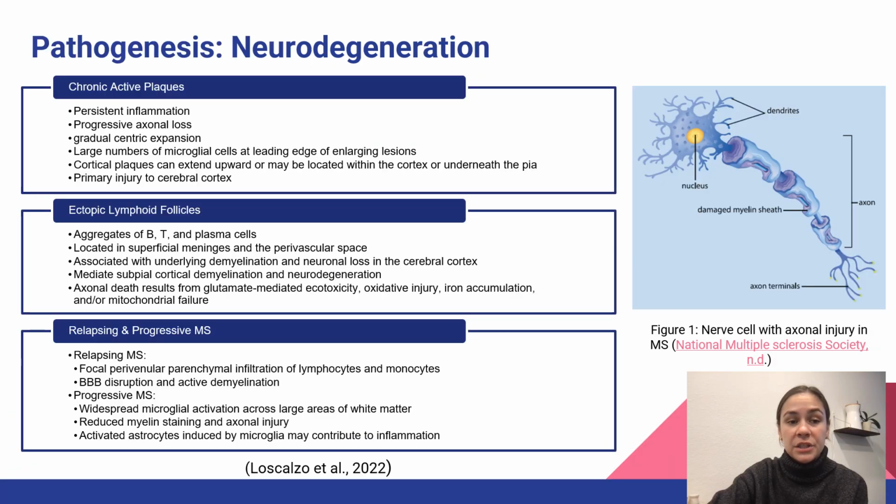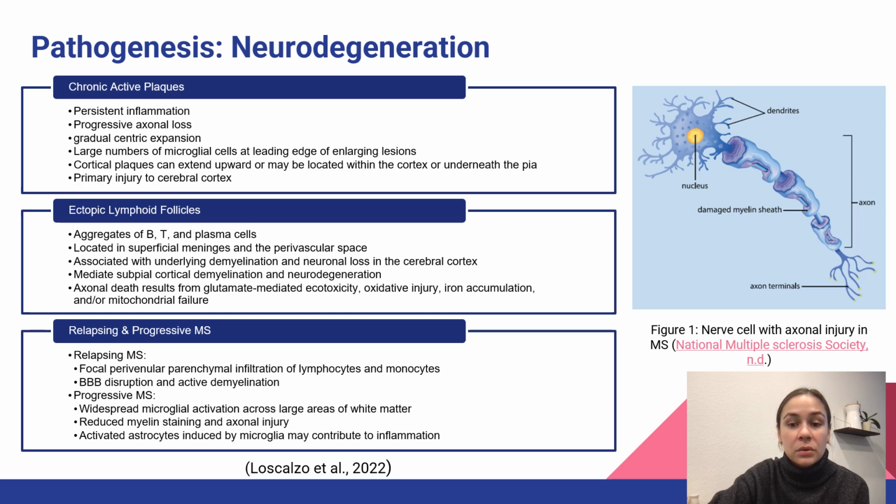For the neurodegeneration in multiple sclerosis, chronic active plaques are pre-existing white matter lesions that show evidence of persistent inflammation, progressive axonal loss, and gradual concentric expansion. There are also large numbers of microglial cells at the edge of enlarging lesions without blood-brain barrier disruption. These plaques can extend upward from adjacent white matter lesions or be located within the cortex underneath the pia. There is also evidence of primary injury to the cerebral cortex.